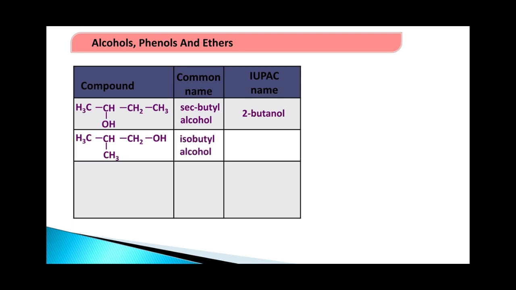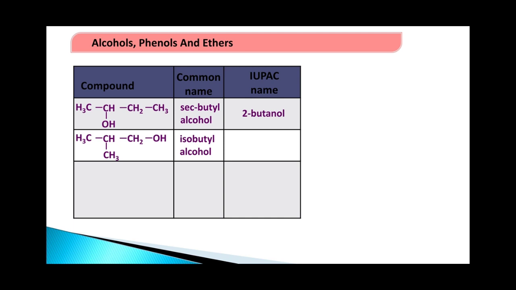But in the IUPAC system, I have to go only for the longest chain. Here OH is attached to 1 carbon, that is CH2, which is attached to CH, which is having 2 CH3. Any one of them I have to take as the parent chain. So the parent chain will be 3 carbon atoms, CH3, CH, CH2. That is nothing but propane.